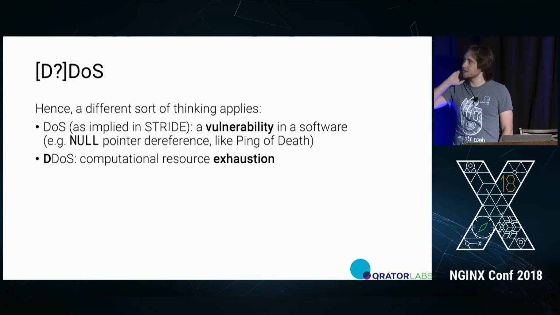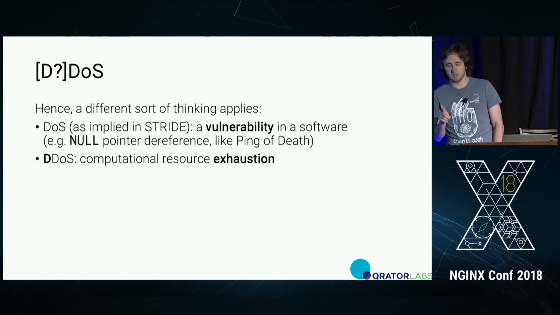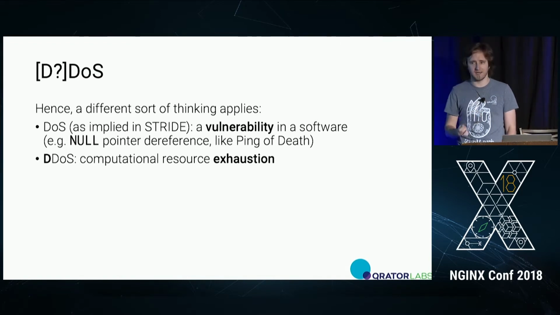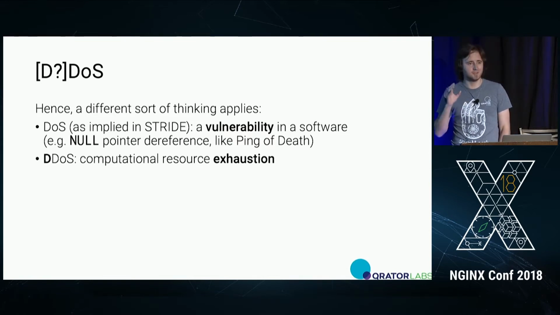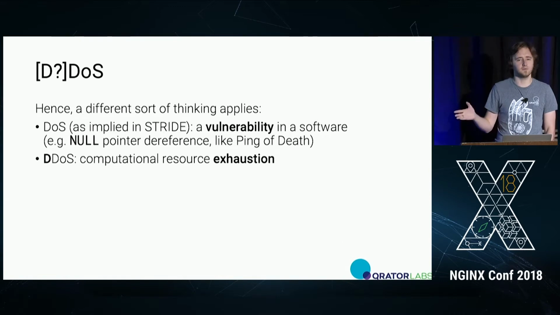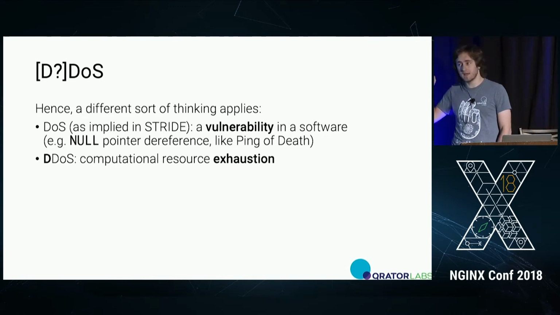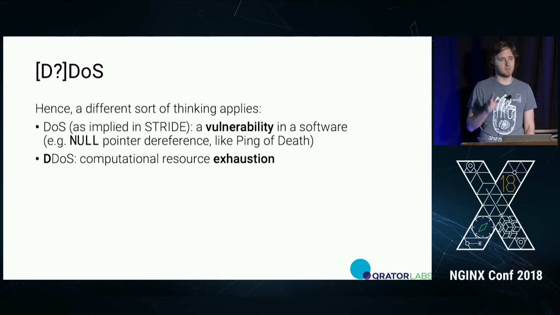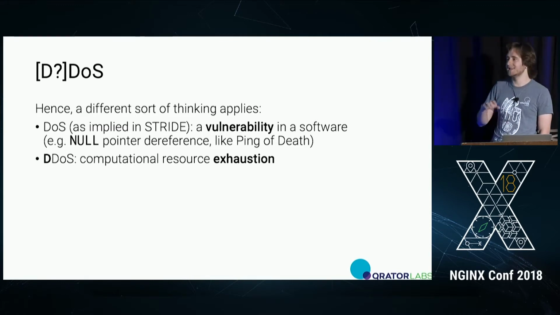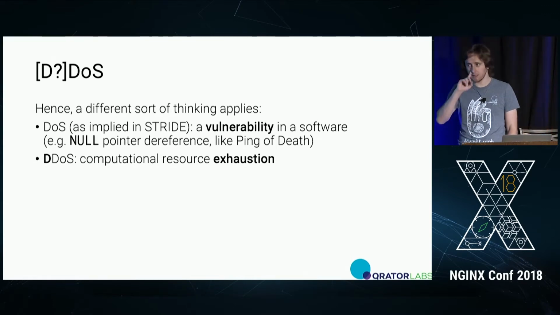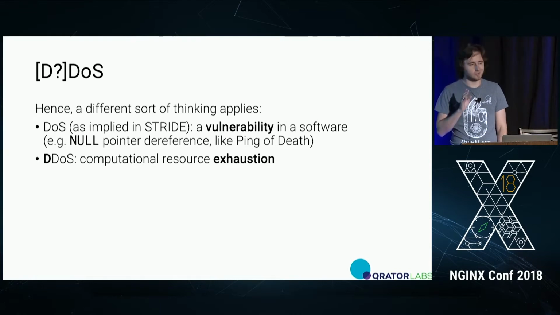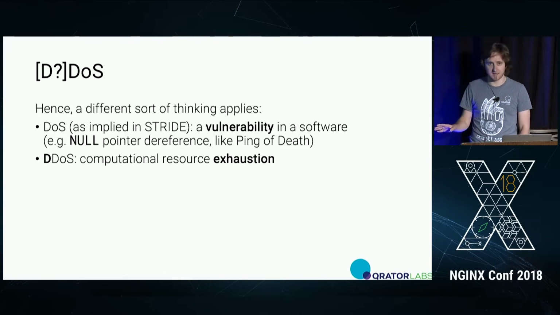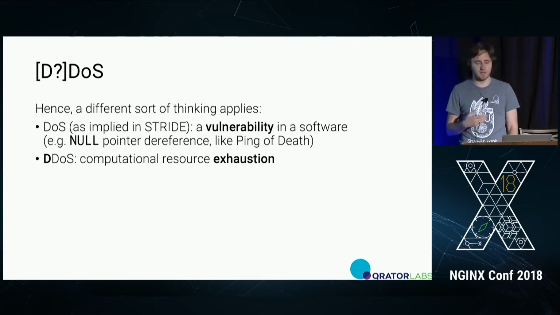And with that in mind, it's more convenient to use a different approach in which a DoS attack, like not distributed, is actually when an attacker generates a specially crafted packet to exploit a vulnerability in a handling server code, like ping of death or something like that. This is exactly what was meant by denial of service in the STRIDE model by Microsoft experts. On the other hand, a DDoS attack, a distributed one, is exactly a computational resource exhaustion, no matter the size of the attack. And computational resources may include memory, processor time, network bandwidth, and others.